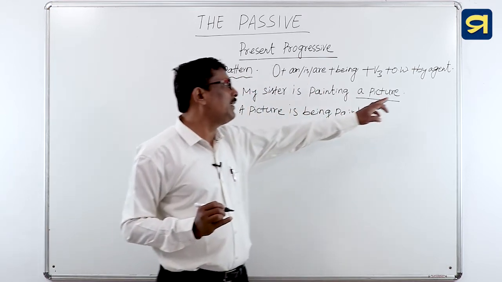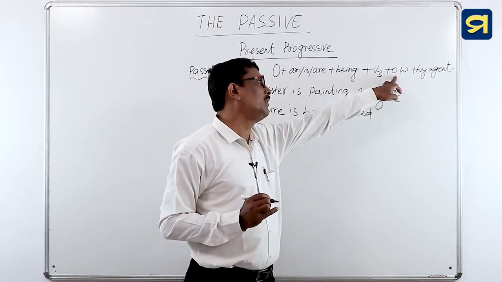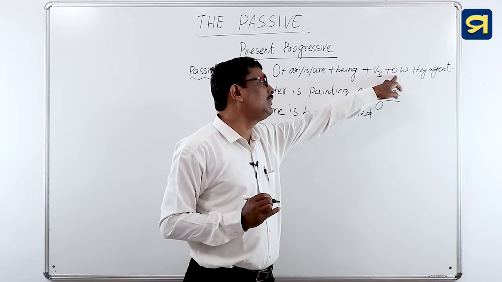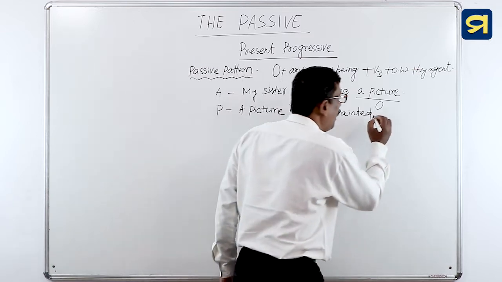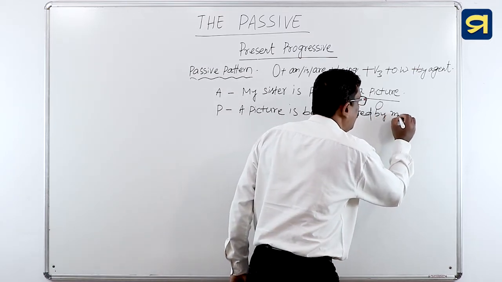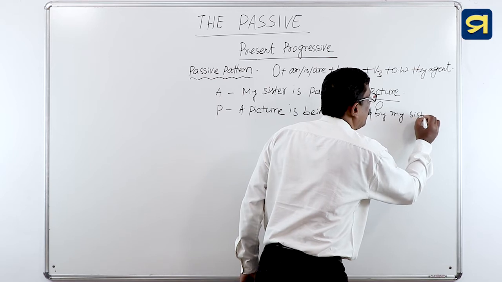And there is no other words here. So no other words will be used in this sentence. Then what we will use? By agent. The subject is my sister. Then we will use what? By my sister.